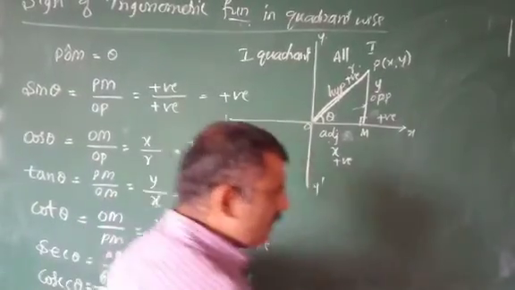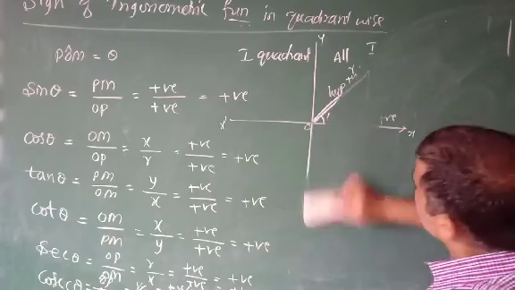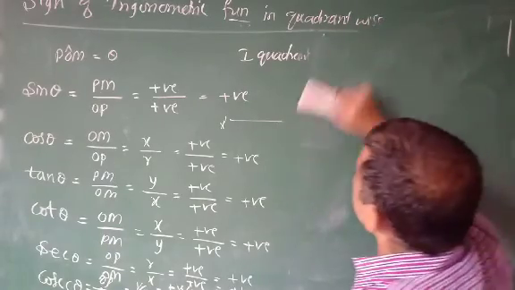Now let's come to the second quadrant. In the same way, in the second quadrant, P is a point.